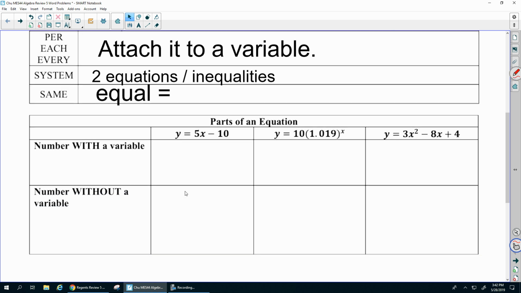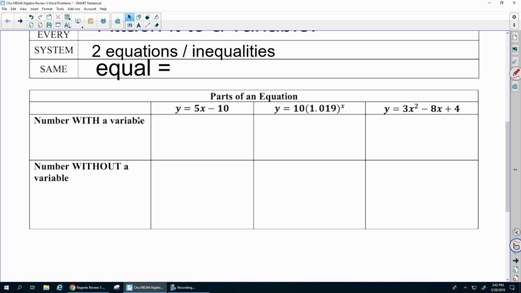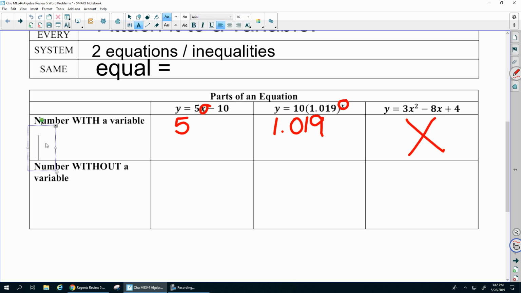Okay. So when we take a look at the parts of an equation, the number with the variable, let's first take a look at this linear equation. The number with the variable is the 5 here. The number with the variable is the 1.019, right? Because these are attached to your variables. And then over here, since you have 2, we're just going to ignore it. We don't know what it does here. But this is represented by a rate of change, okay? The number that is attached to your variable is a rate of change.